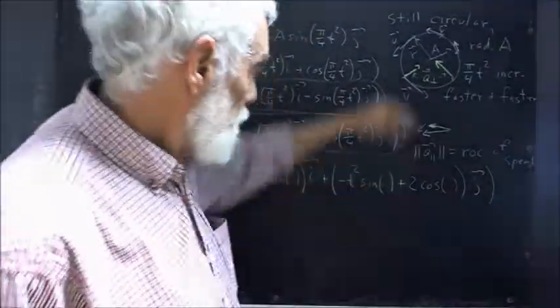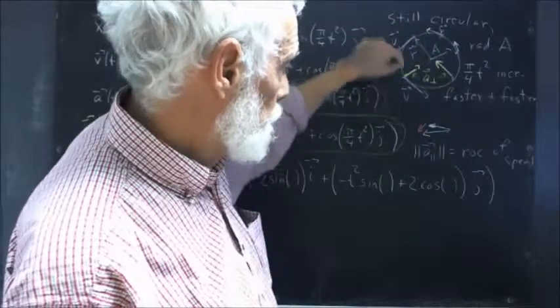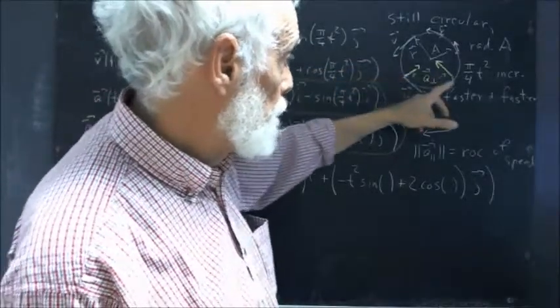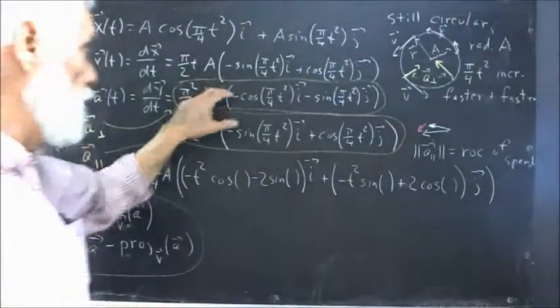Anyhow, in this picture, I've only drawn 2 of the A perpendicular vectors, one for here and one for here. But it should be clear that since velocity is increasing, the centripetal force is going to increase. And that's verified by this calculation.